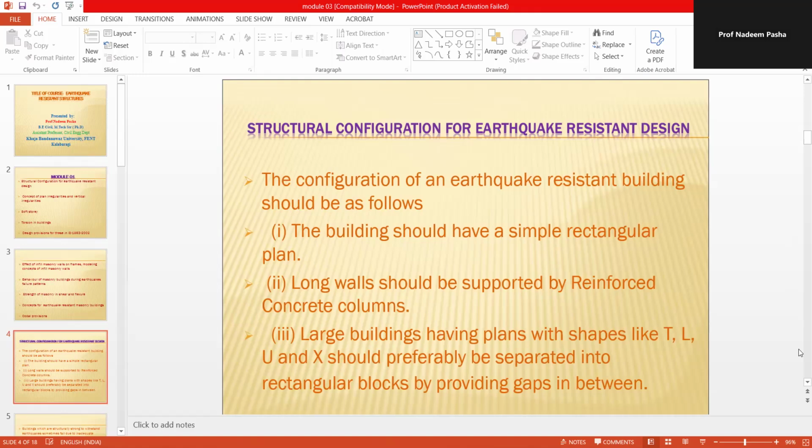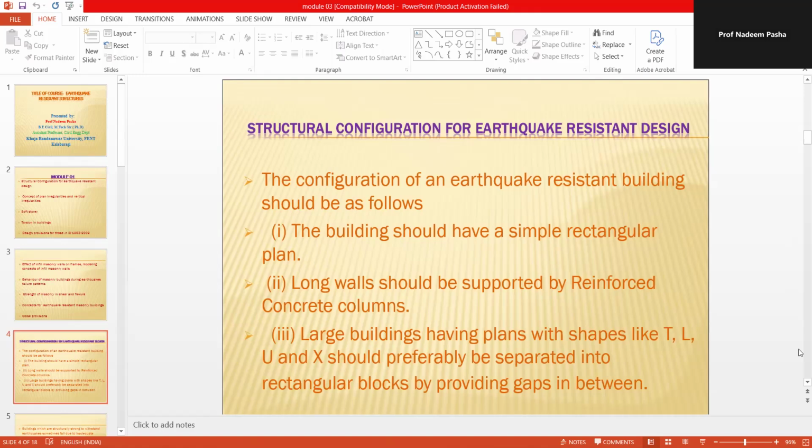Next, long walls should be supported by reinforced concrete columns. This is a very important point. At short walls, you can avoid the reinforced concrete columns, but long walls should be supported only on reinforced concrete columns because long walls are more subjected to earthquake and they are the ones bearing more load.